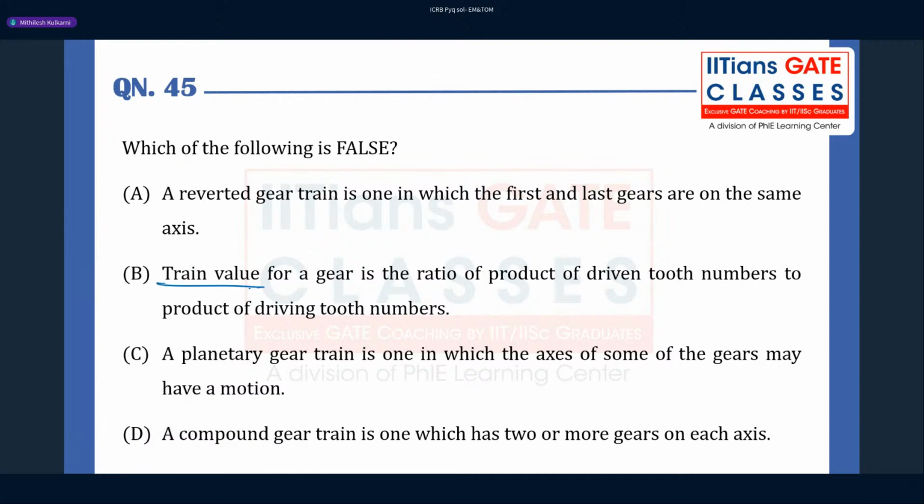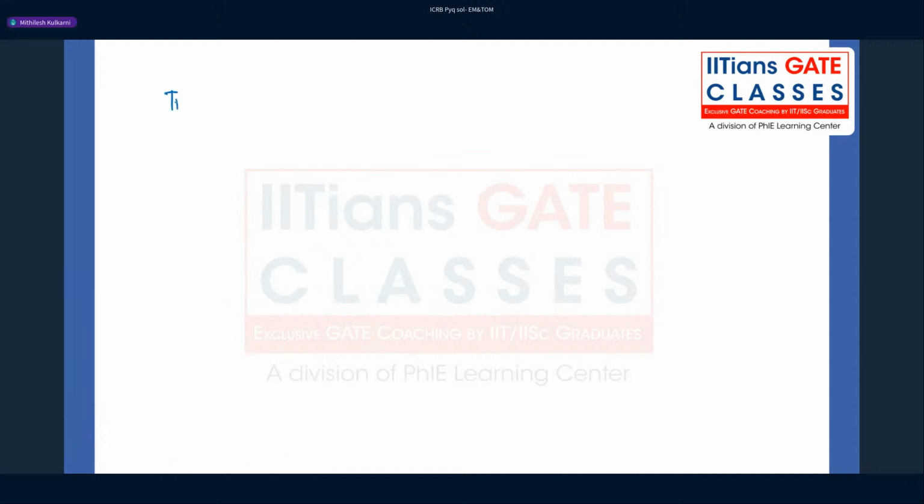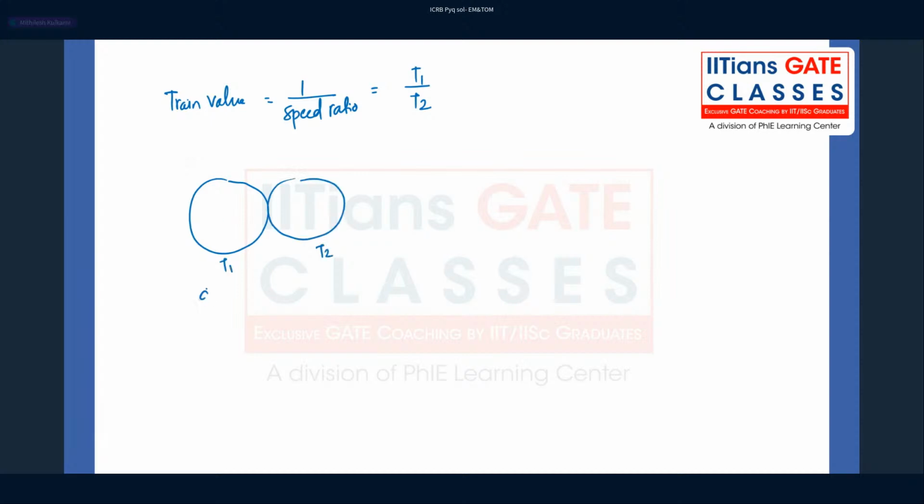However, whenever we talk about the train value, it is 1 upon speed ratio. In terms of teeth, you can say it as T1 by T2, where T1 is the driving gear and T2 is the driven gear. So you can write it like this, or in terms of speed, it will be N2 by N1.